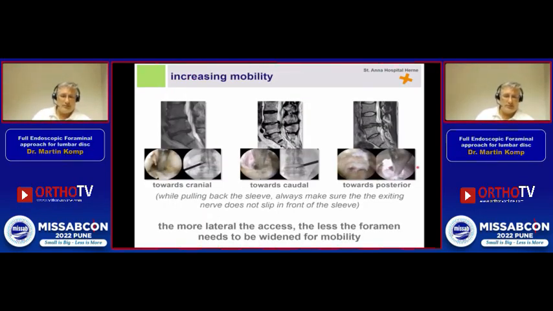When we want to increase mobility towards cranial, caudal, or posterior, we can pull back the sleeve a little bit inside the foramen. We always have to make sure that the exiting nerve root is not slipping in our pathway. And then we have the possibility to widen the foramen under visual control in the direction that we need.